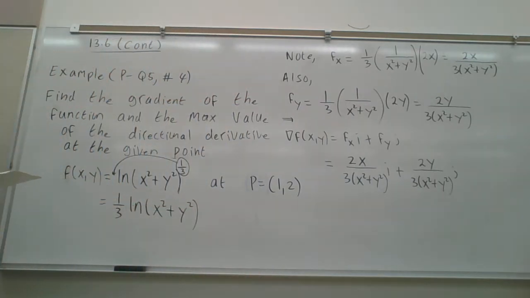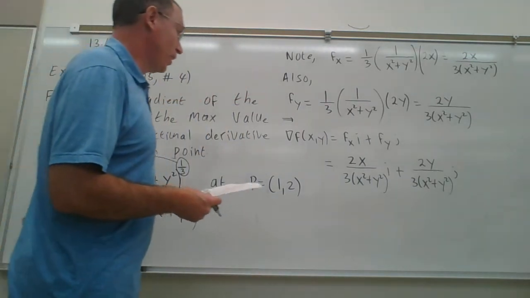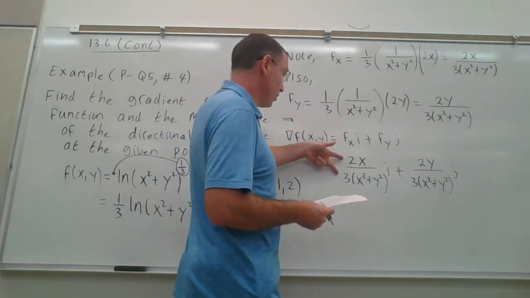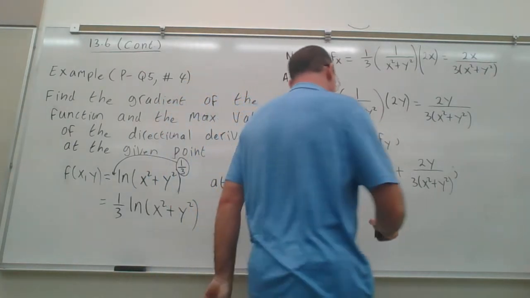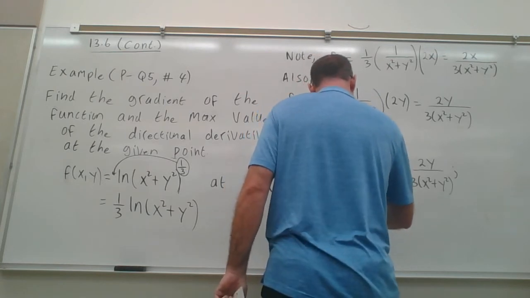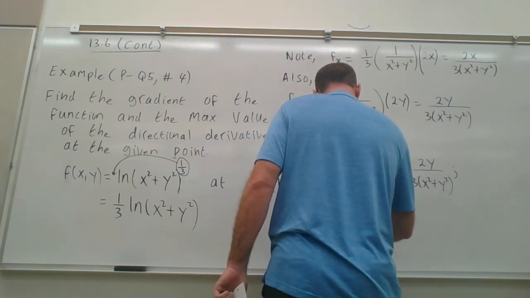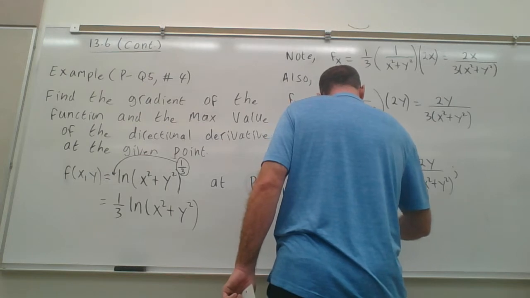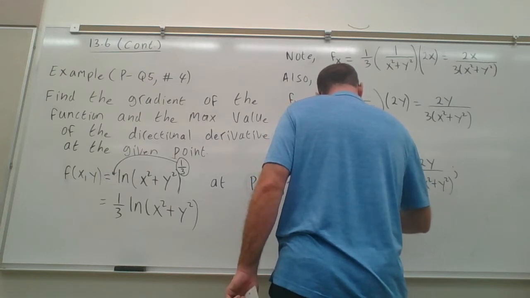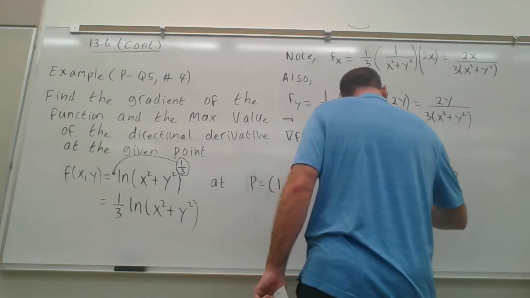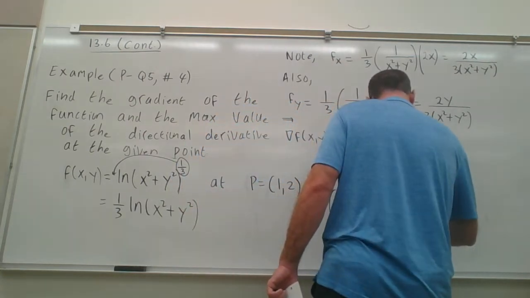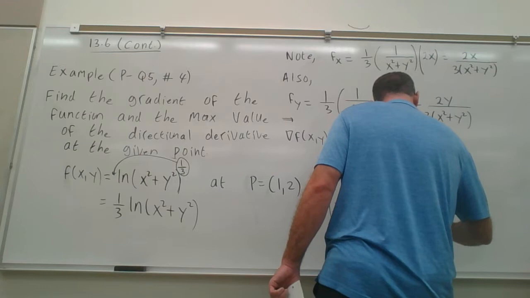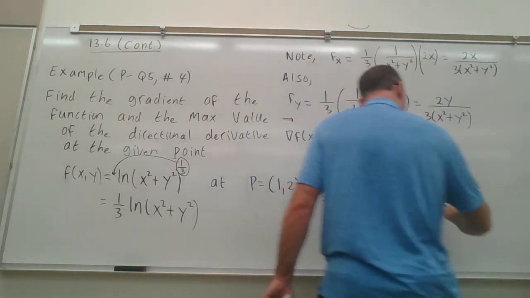So that's the gradient. We could actually factor out 2/3 and x squared plus y squared from both of these. So factoring it out, put 2 over 3(x squared plus y squared) on the outside. Then on the inside, I'll have an x left in the i position and a y left in the j position.